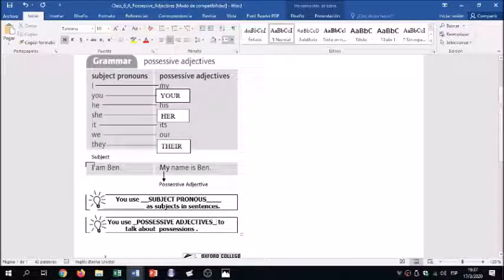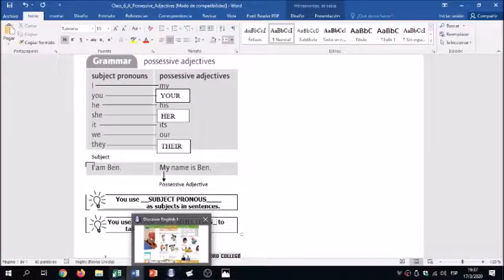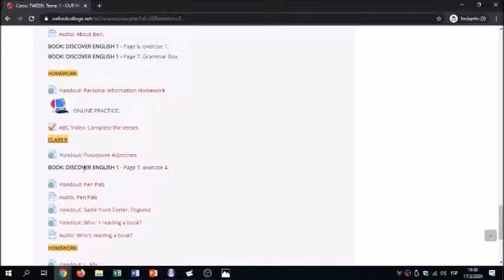Okay, very good. So, now we are going to work with the book Discover English, page 7, exercise 4. Recuerden que este es el libro que utilizaron el año anterior en preparatory, entonces es probable que ya muchos de ustedes los tengan. En caso de ser alumnos nuevos del instituto, no se preocupen y pueden anotar las respuestas en una hoja aparte y después cuando adquieran el libro pasarlas.